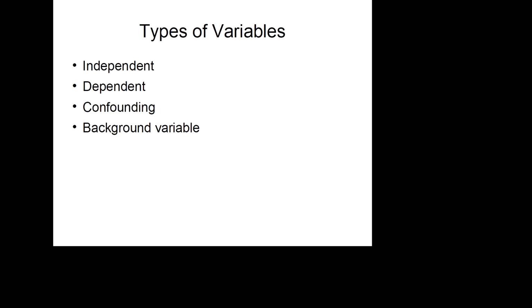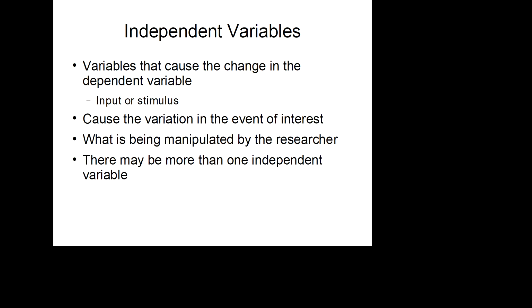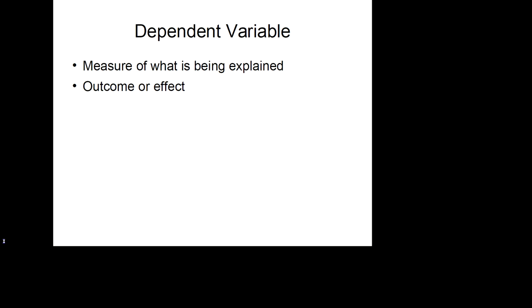So, types of variables. There are generally four types: independent, dependent, confounding, and background variables. The independent variable is what is being manipulated. It is the variable that causes the change in the dependent variable. It causes the variation in the event of interest, what is being manipulated by the researcher, and there can be more than one independent variable. In contrast, your dependent variable is the measure of what is being explained. It is the outcome or effect that you're looking at.